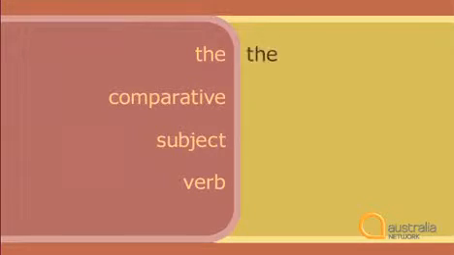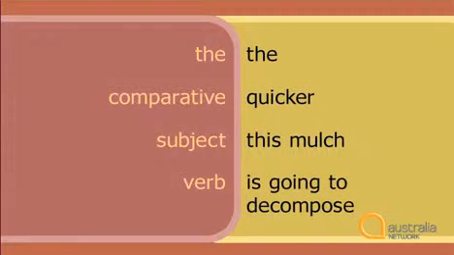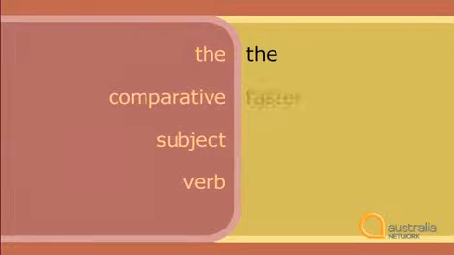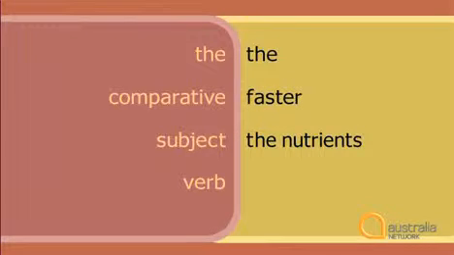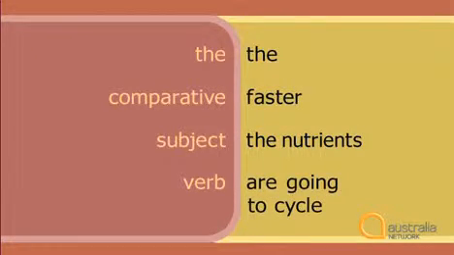Tracy said, the quicker this mulch is going to decompose. Then, using exactly the same grammatical structure, she added the complementary statement: the faster the nutrients are going to cycle. Notice the symmetry of these statements. It makes it easier to remember and apply.